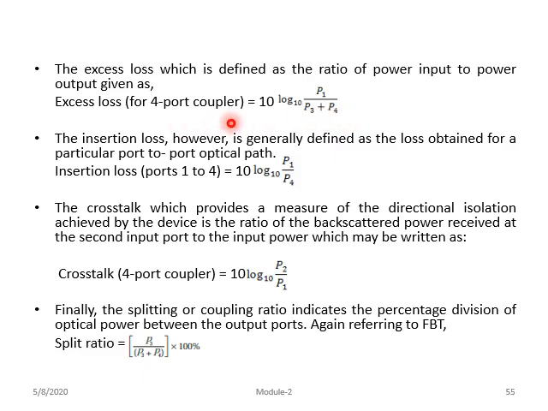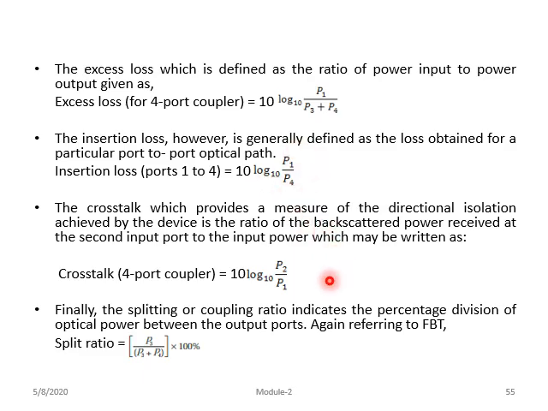So with respect to the second port, the loss will be calculated in this manner. The insertion loss, however, is generally defined with respect to the loss obtained due to the port optical path. So insertion loss from 1 to 4, the information passing from 1 to 4, the loss is in terms of P1 by P4. So that will give 10 log P1 by P4.